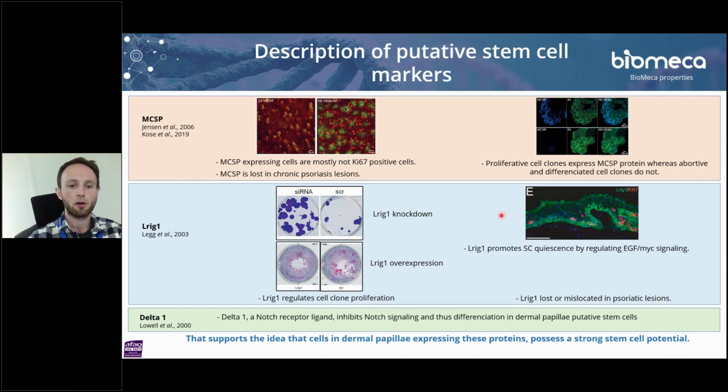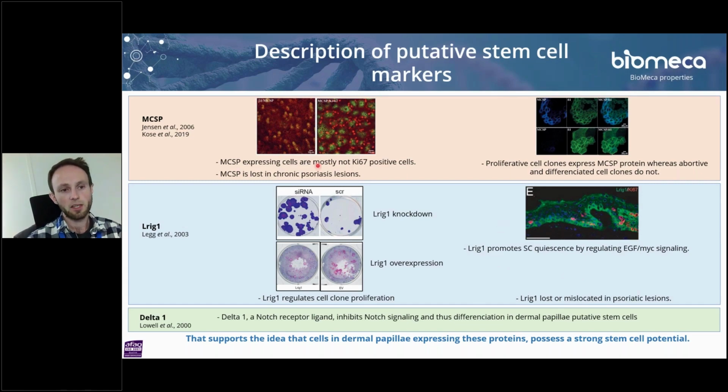By staining of epidermal stem cell tissue, it has been shown that cells that express the LYG1 protein here at the level of the dermal papillae are not positive for or less positive for the Ki-67 protein, which is labeled in red, meaning that LYG1 promotes stem cell quiescence. This has also been demonstrated by the fact that LYG1 regulates the AGF-MYC signaling pathway, which is involved in cell proliferation. So by inhibiting this signaling pathway, this confirms that LYG1 is involved in the regulation of cell proliferation.